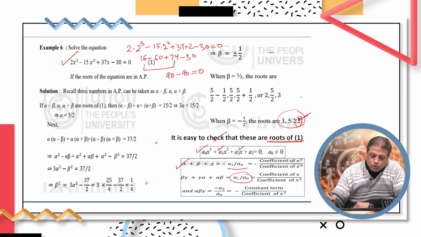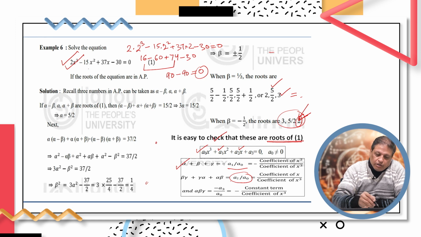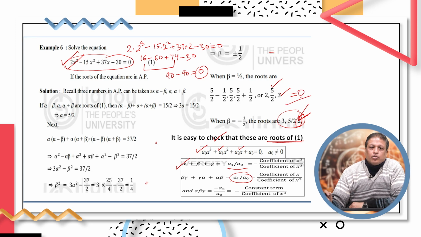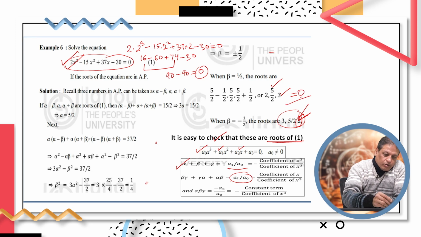So, 2 is one of the roots, because this is satisfying this equation. After substituting the value 2 into this equation, we are getting the answer as 0. You can check by substituting the value 3 for x, and the value 5 by 2 for x, and you will find that after substitution of the values into this equation, the result turns out to be 0. So, this is how you can check whether your solution is correct or not.